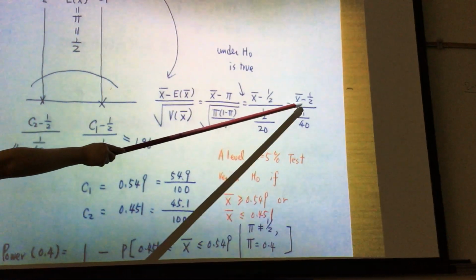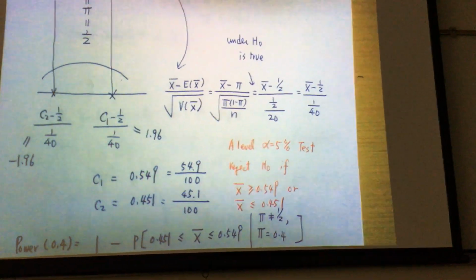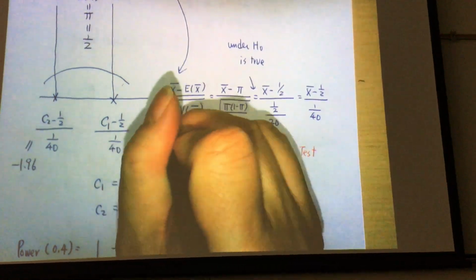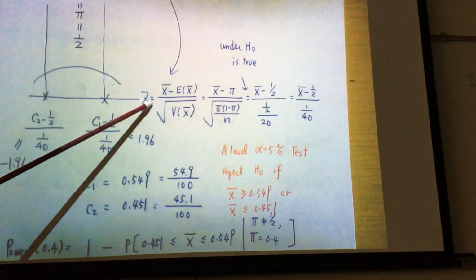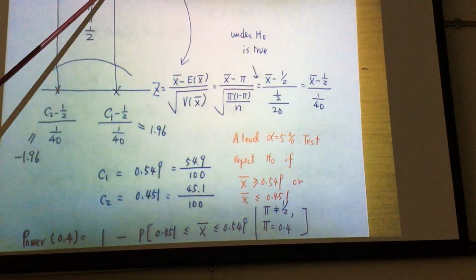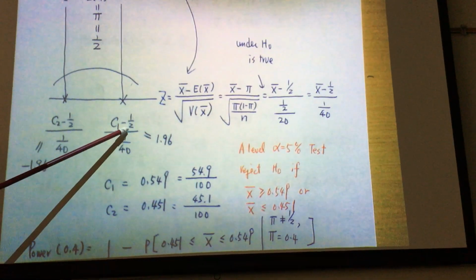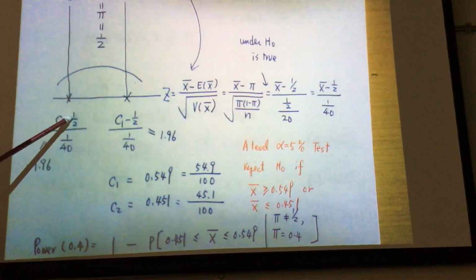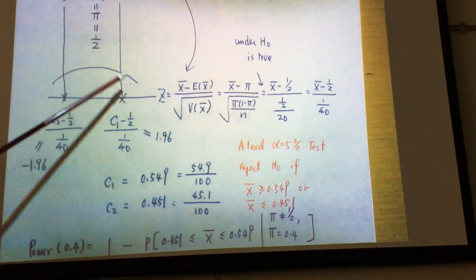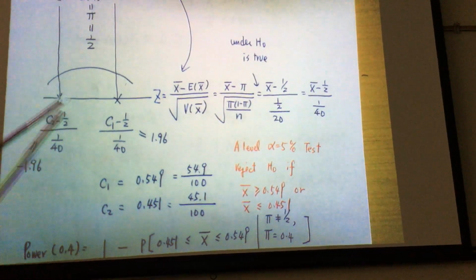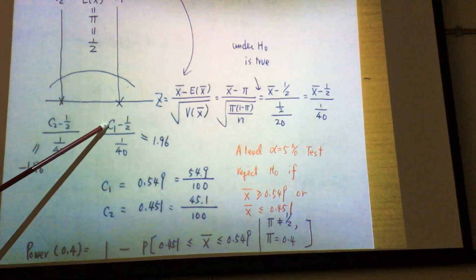So X bar minus 1/2 divided by 1 over 40 will give me a z-score here, okay? So this corresponds to Z, standard normal, okay? Now, let's standardize C1. C1 minus 1/2 divided by 1 over 40. And C2 minus 1/2 divided by 1 over 40. But since we still fix alpha equal to 5%, so upper 2.5%, lower 2.5%. If you check the standard normal table, it's 1.96 and minus 1.96. We solve for C1 and C2.